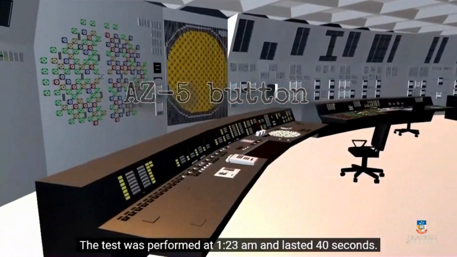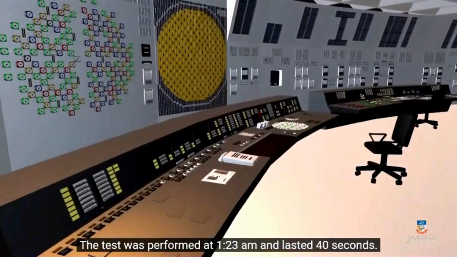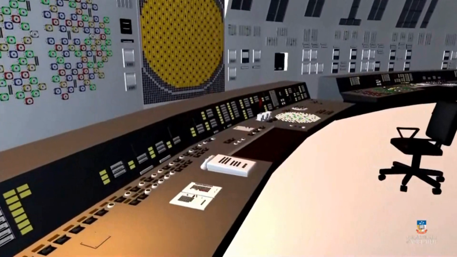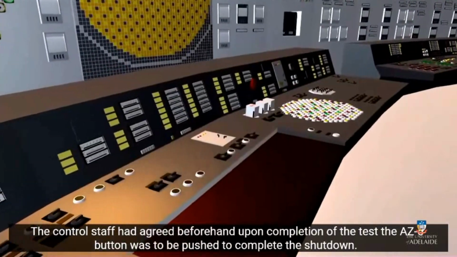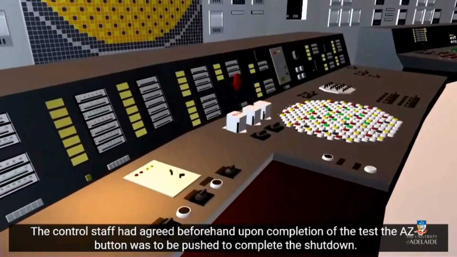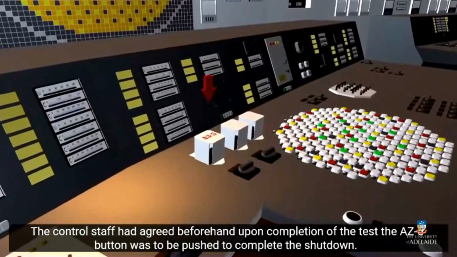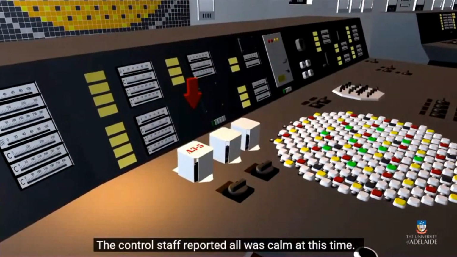The test was performed at 1:23 a.m. and lasted 40 seconds. The control staff had agreed beforehand, upon completion of the test, the AZ5 button was to be pushed to complete the shutdown. The control staff reported all was calm at this time.